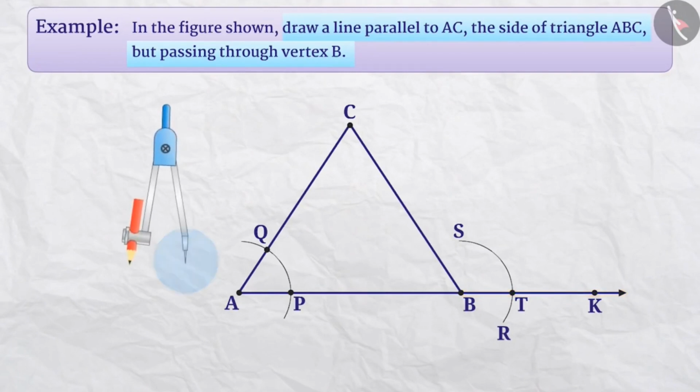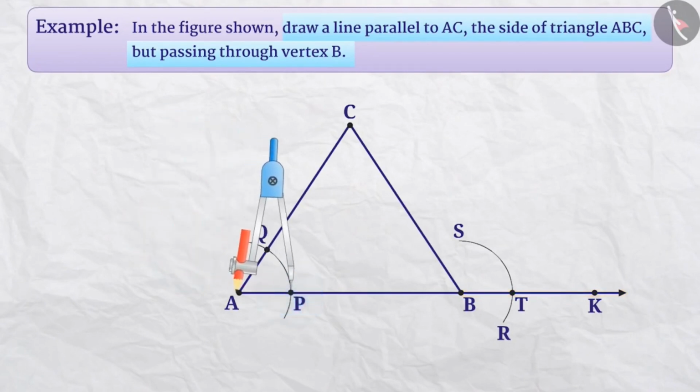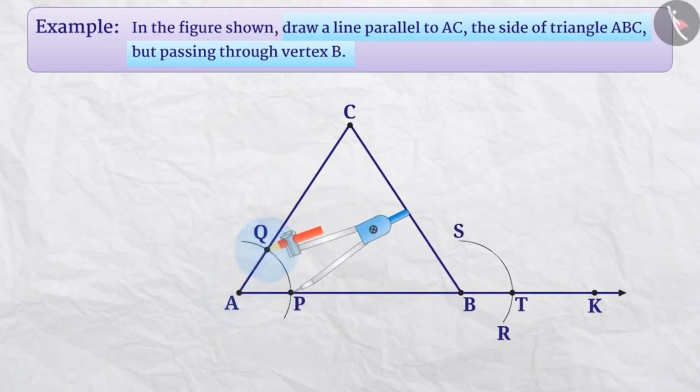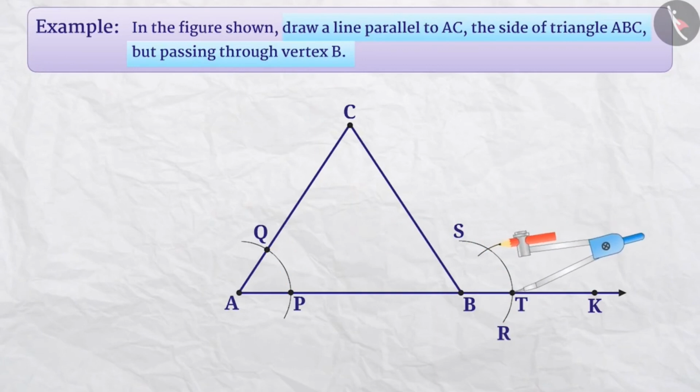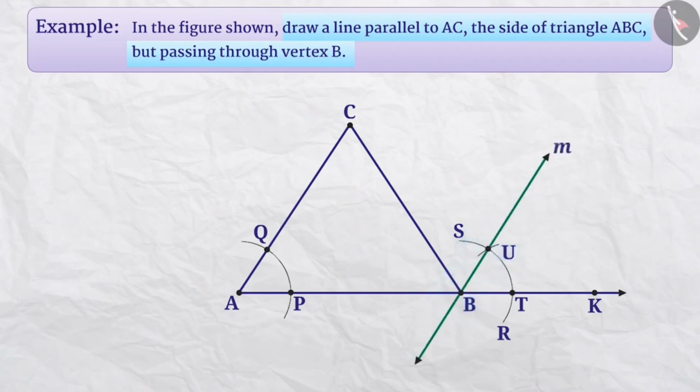Next, place the pointed tip of the compass at P and adjust the opening so that the pencil tip is at Q. With the same radius and with T as center, draw an arc cutting the arc RS at U. Now, join B and U to draw the line M.